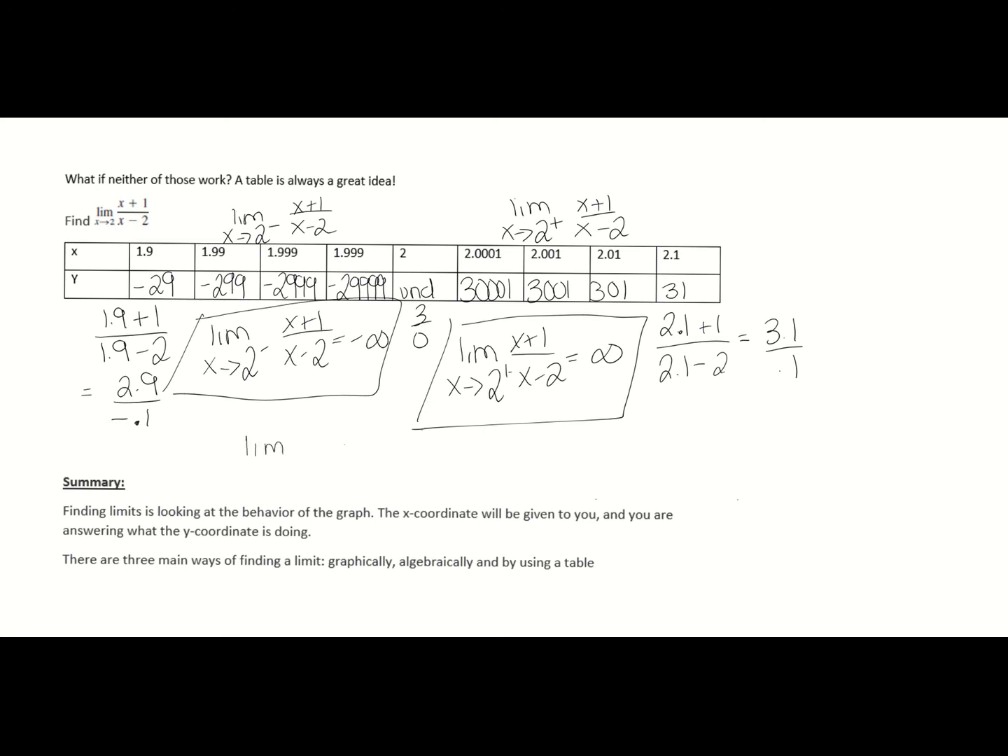So here you have the limit as x approaches 2 from the right of x plus 1 over x minus 2 is positive infinity. So we have this, we have this. And as we know from before, if the limit from the left does not equal the limit from the right, the limit does not exist. So the limit as x approaches 2 of x plus 1 over x minus 2 does not exist.